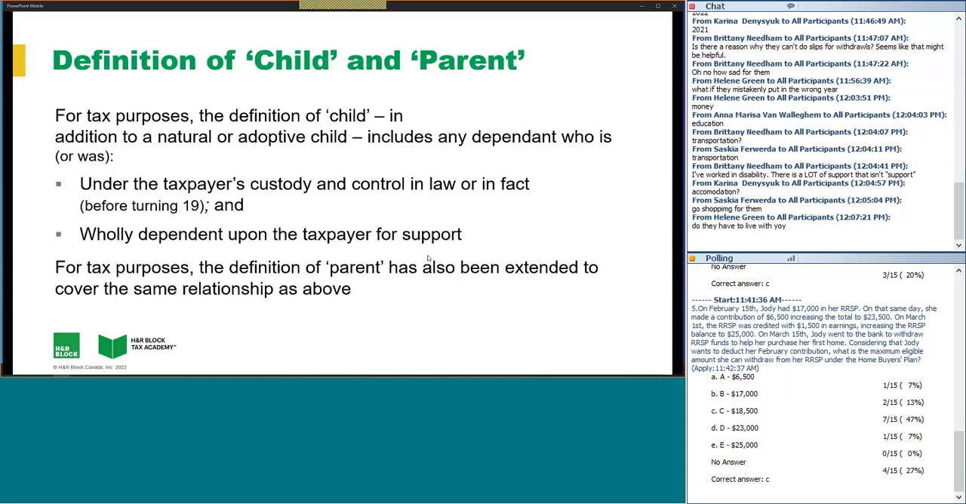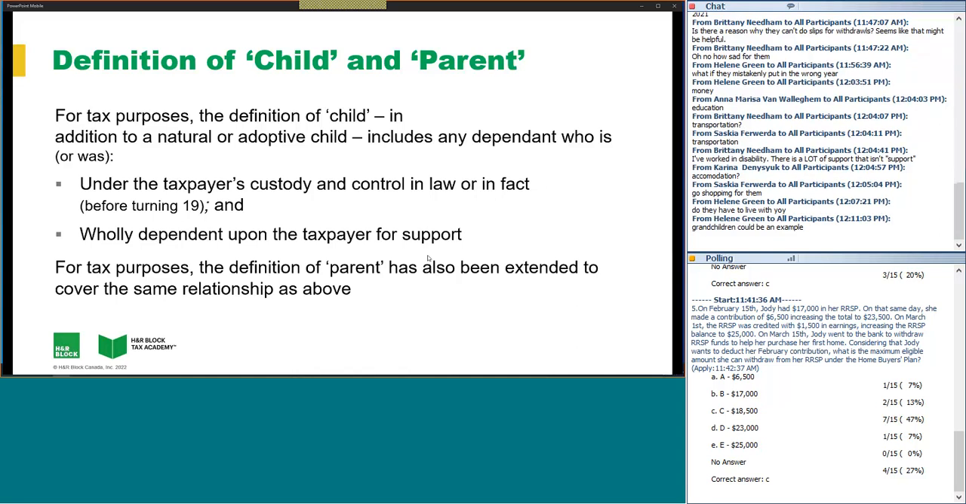Okay, so the relationship doesn't have to be by blood. In this case, it was, but it didn't have to be. And all they have to be is a minor, so someone before they turn 19, in your custody and control, and they are your child. And Helene, grandchildren is an excellent example. This happens to grandparents who look after their grandchildren. May not be a legal arrangement, may not even be a blood relation, or they may be your step-grandchildren who are now living with you. So lots and lots of different scenarios can happen.